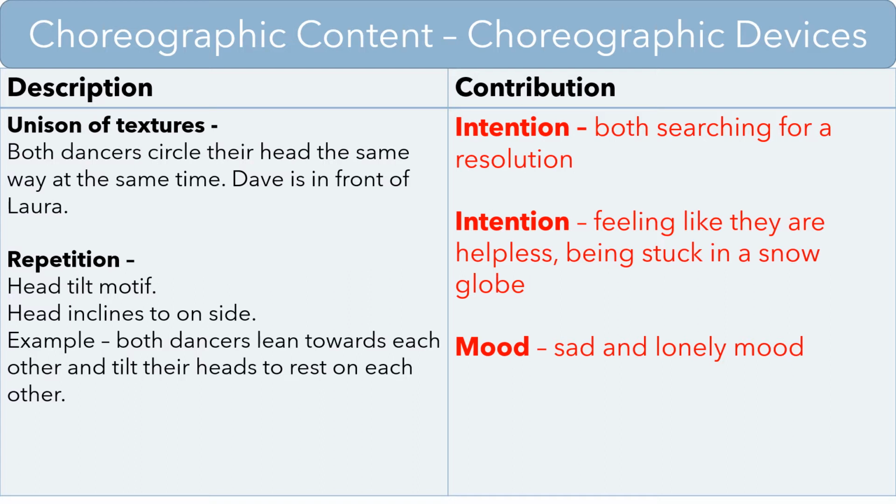The second one is repetition, and they do a head tilting motif where the head just inclines to the side. A really nice example of this is when both dancers lean in towards each other and their heads rest on each other. And of course that head tilting happens a couple of times, hence why it's repetition. So it gives a somber mood, that when you're tilting your head and resting on each other, like you're down, you're a bit dreary, you're sad, maybe lonely. And it could link to the intention of being stuck in that snow globe. They're stuck somewhere.